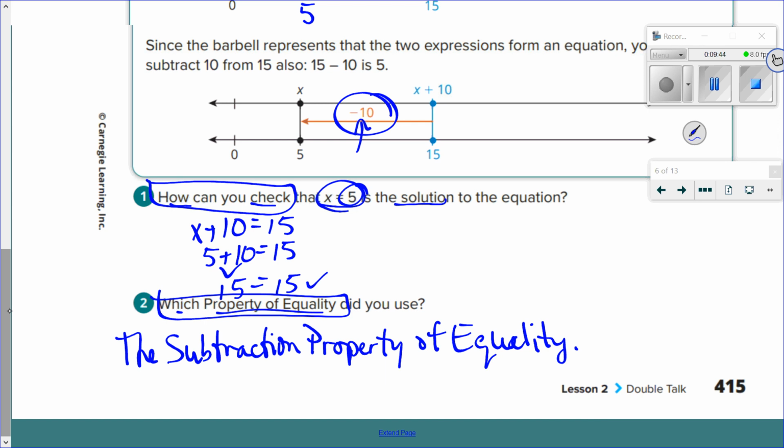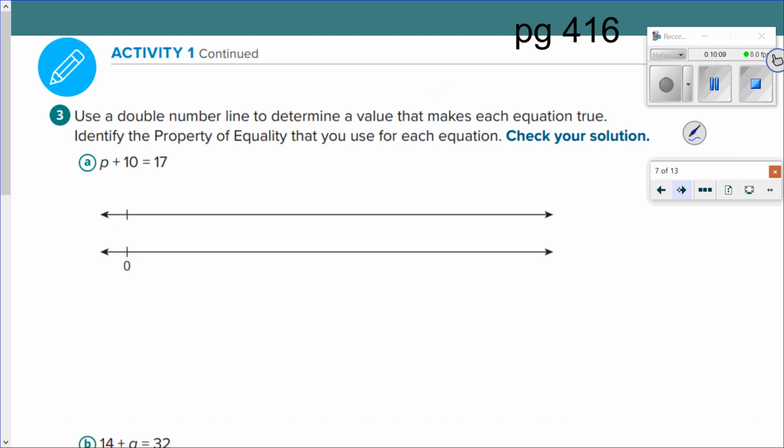Does this make sense, guys? Do you understand why we're saying we use the subtraction property even though it said x plus 10? Because how did I undo the plus 10? I do the opposite, which is subtract. So the property I used was the subtraction property of equality. See it? Okay. Turn the page.